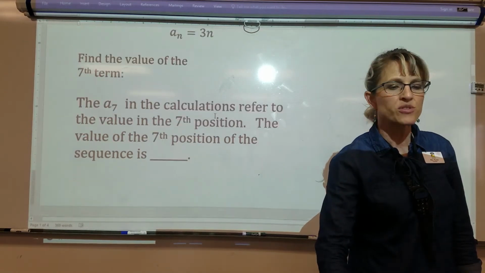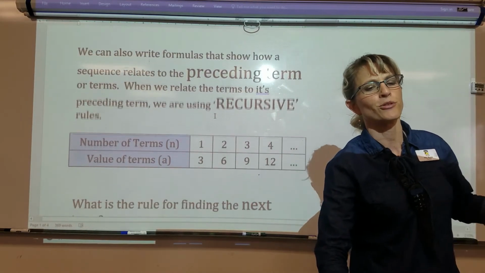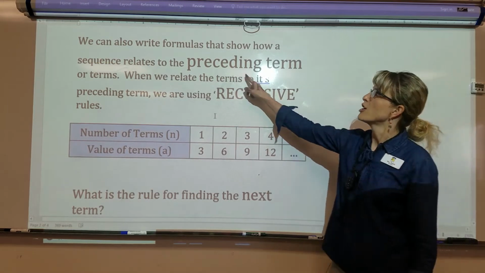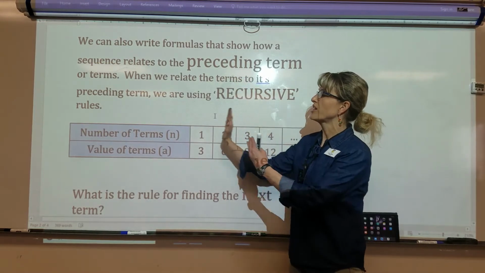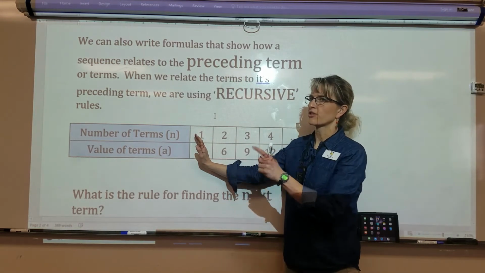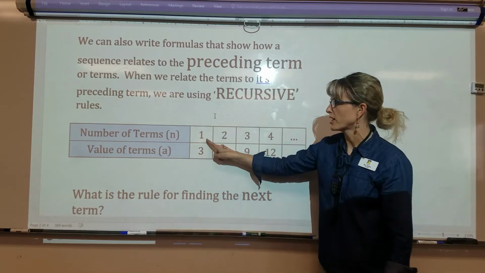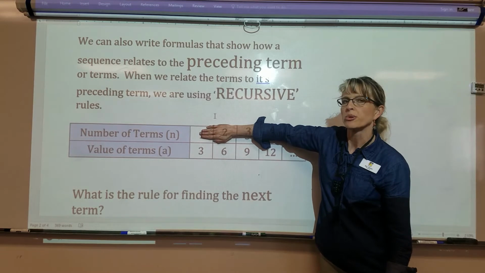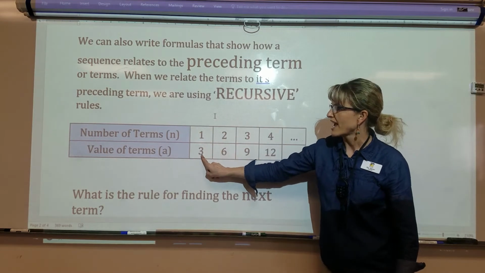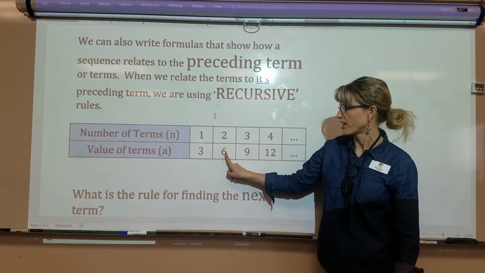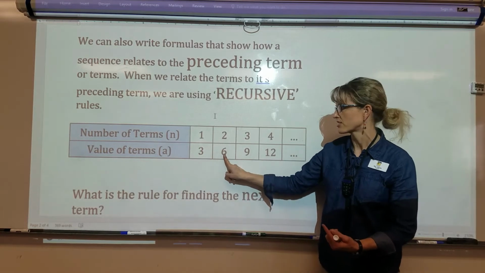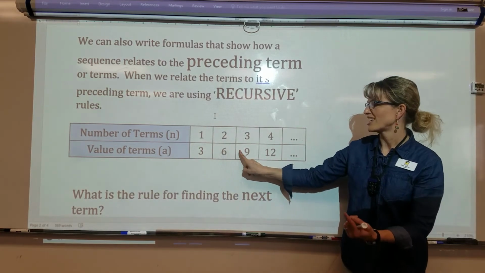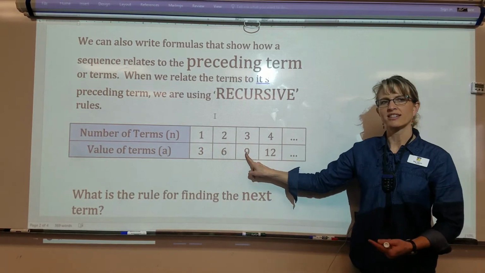If we don't use the term number, but instead use the preceding or previous term, then it's a recursive formula. Hold that thought for just a second. So here we have first term is 3, second term is 6. So instead of looking at term number, I want you to look just at the value. How would I find the 6? What did I do to the 3 to get a 6? What do I do to the 6 to get a 9? What do I do to the 9 to get a 12?